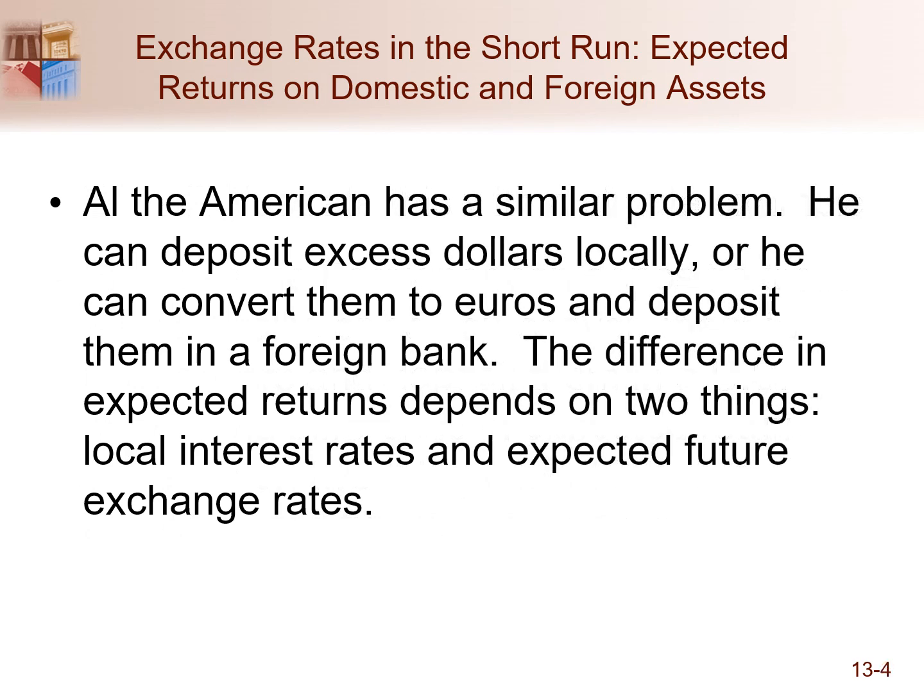There is another person called Al the American, who has a similar problem. He can deposit excess dollars locally, or he can convert them into euros and deposit them in a foreign bank. The difference in expected returns depends on two things: the local interest rate and expected future exchange rate changes. So the same problem is faced by Al, the American.